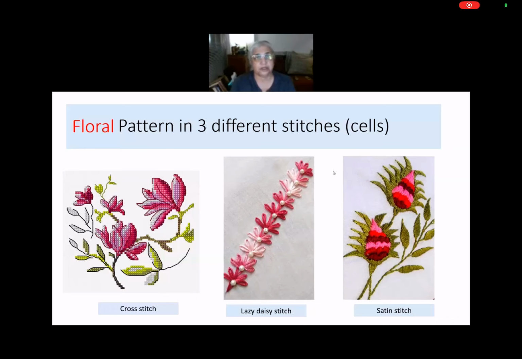Okay, now here is a floral pattern. You know what is a floral pattern? That means you look at all of these three and you know that they are flowers. But what are the individual stitches over here? This is embroidery that has made these floral patterns. This one is a cross stitch, this one is a lazy daisy stitch, this one is a satin stitch.